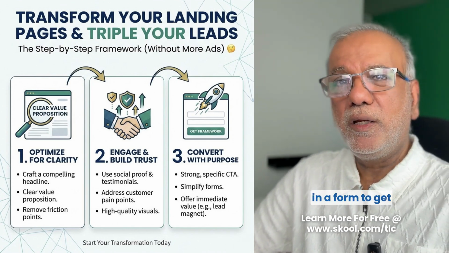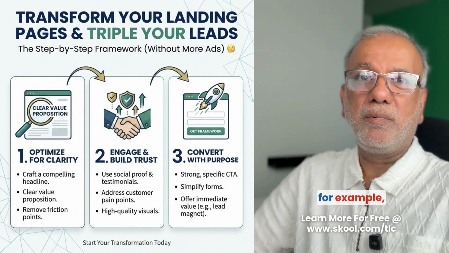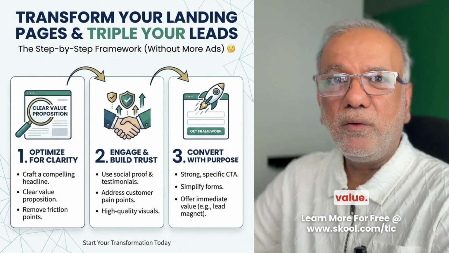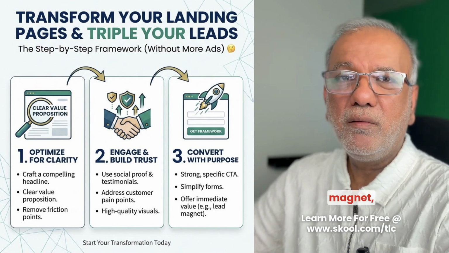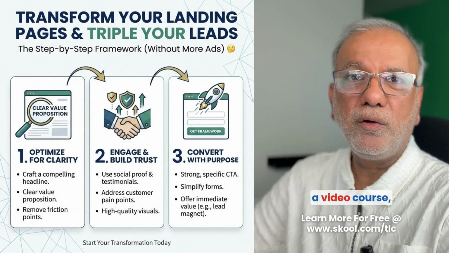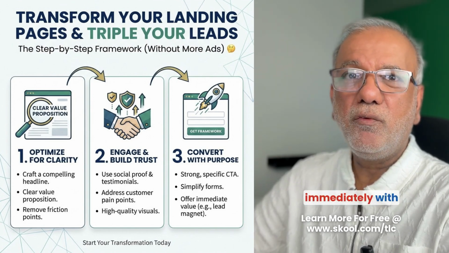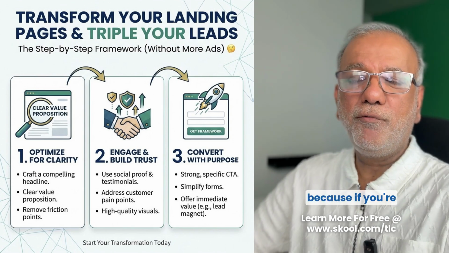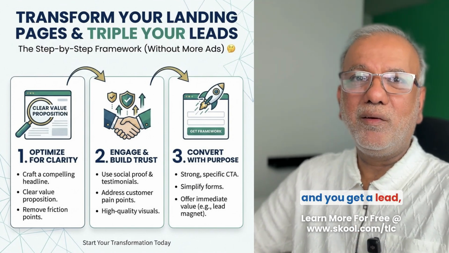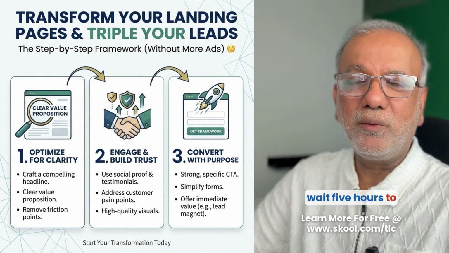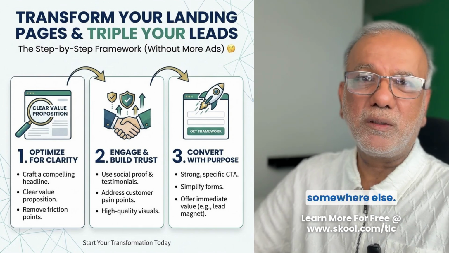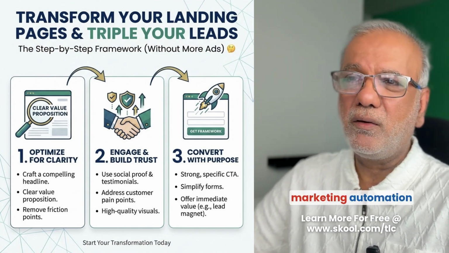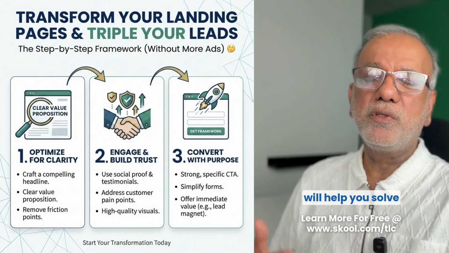And when somebody does fill in a form to get your lead magnet, for example, a ebook, a cheat sheet, or whatever, offer them immediate value. So if you are offering a lead magnet, like a cheat sheet, ebook, a video course, send them immediately with email marketing automation. So don't do it manually, because if you're out and about and you get a lead and they have to wait 5 hours to get that lead, they're gone. They'll go to somewhere else. So something like MailChimp or any other email marketing automation will help you solve this problem.